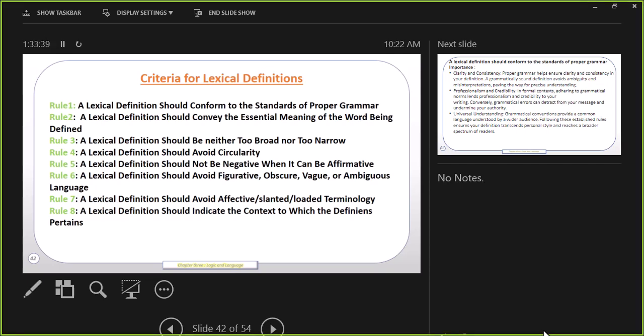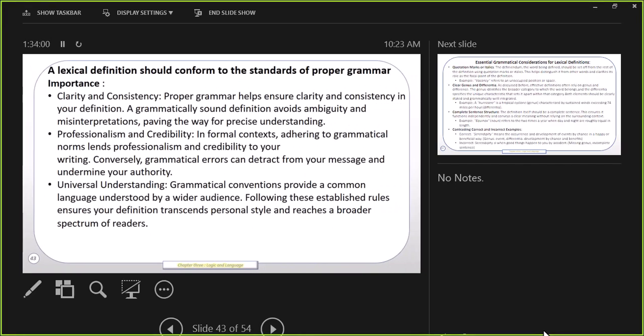The words loaded, slanted, and affective can be used interchangeably, but they are not exactly the same. They do have slight differences from each other. Lexical definition should indicate the context to which the definiens pertains. These are the 8 criteria that a lexical definition should abide by in order to produce a good lexical definition. What does it mean?